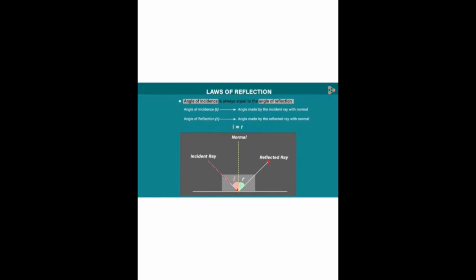What do you mean by incident ray? The incident ray is a ray of light that strikes a surface. The angle between the incident ray and the perpendicular, or normal, is known as the angle of incidence. Okay. The ray that is thrown back from the non-absorbing surface is known as the reflected ray. So now what is the angle of reflection? The angle between the normal and the reflected ray is known as the angle of reflection.